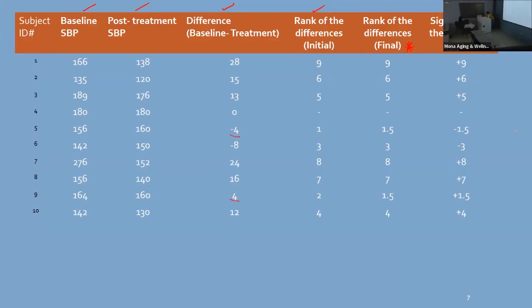And then the last thing we did was to assign the signs to the ranks. How do we assign the signs? We assign the signs by looking at the signs of the differences. So all the differences that were positive, their ranks are gonna be positive. All the differences that were negative, their ranks are now gonna be negative. That's fine, Vanessa? Yes, miss.